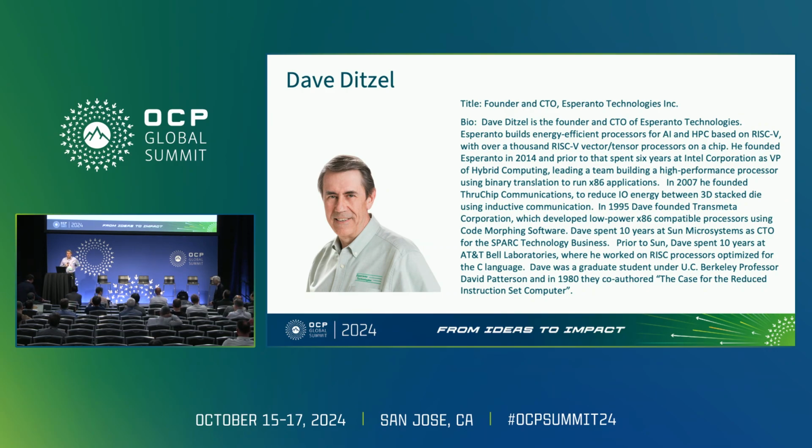Okay, hey, thanks very much. It's a privilege to be here today. I'm mainly here to just offer support for the chiplet vision. Just for my bona fides a little bit, I've been designing high-performance CPUs for over 40 years. You may know what a RISC microprocessor is. Professor Dave Patterson, my professor, and I wrote the first paper called The Case for RISC back in 1980, and I've been building RISC CPUs ever since. 10 years at Bell Labs, 10 years at Sun Microsystems. I was CTO for the SPARC processor business.